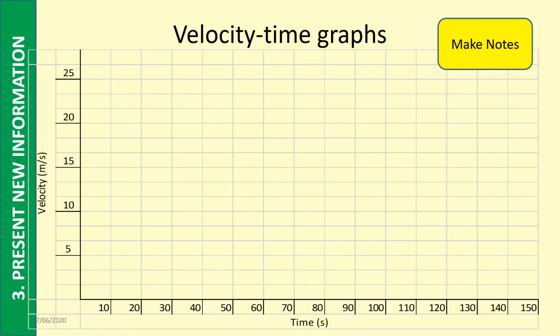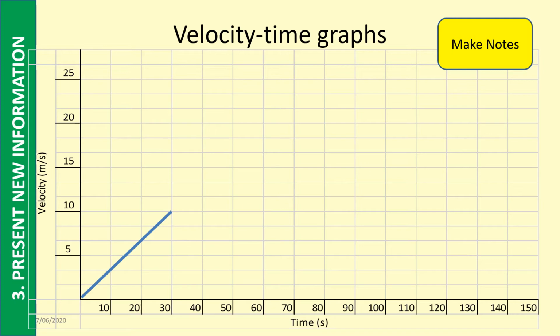So let's have a look at a velocity time graph. The first thing you want to do is start with some axes. Now, on the x-axis, I've got time in seconds, just as we had in previous graphs. But this time, instead of distance, I've got velocity up the vertical y-axis. So let's have a look at a journey plotted onto this graph.